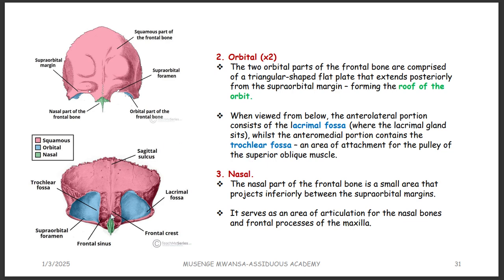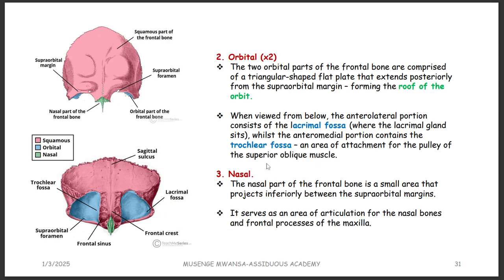And when you look at the frontal bone from the inside, you are going to have what we call the lacrimal fossa, in the anterolateral portion. It is in the front, but on the sides. Can you see these sides here? This is where the lacrimal gland is going to sit. The lacrimal gland is that gland that gives us tears. That is where it actually sits.